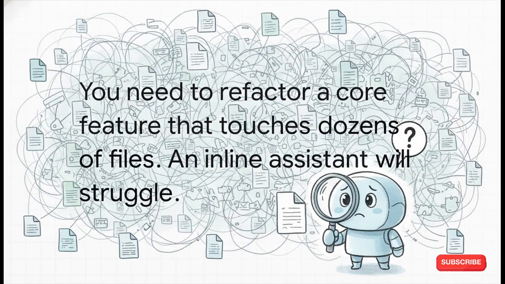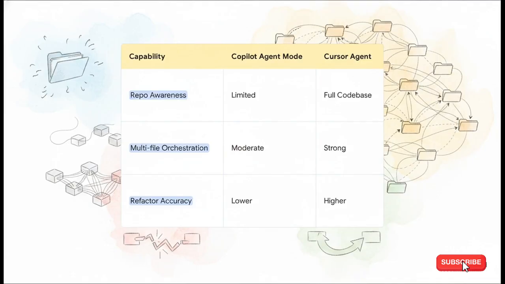Okay, let's just picture this scenario. We've all been there. You need to refactor a core piece of your API that's being used in dozens, maybe hundreds of different files all across your codebase. A simple plugin that can only see the one file you have open, yeah, that's going to be pretty much useless here. This is where that deep architectural difference between a plugin and a native IDE really begins to matter a lot.